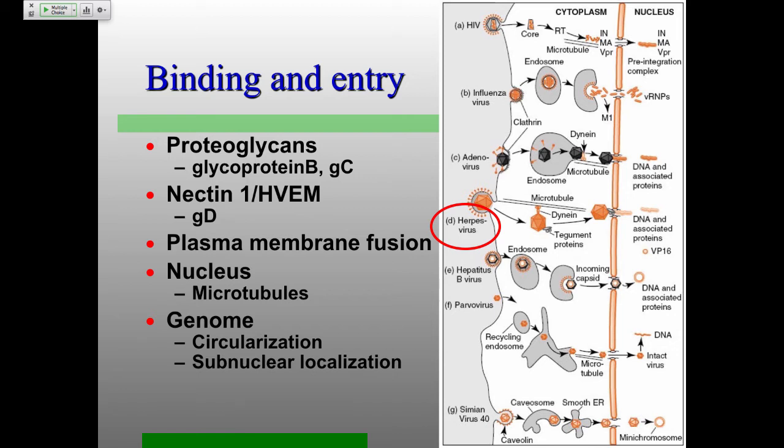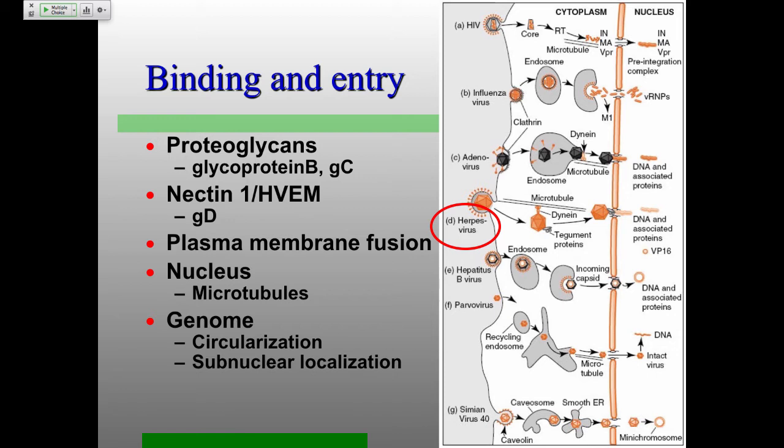It's first a fusion, which for HSV happens at the plasma membrane. In many cases, it also happens in endosomes; it just varies from herpesvirus to herpesvirus. These are the various proteins that it seems to bind to. Very common proteoglycans that you find on the outside of cells. So many cells actually can be infected by a lot of these viruses. Once infection takes place, of course, you've released all of these tegument proteins. The nucleocapsid gets transported all the way to the nucleus, and only at the nucleus does the genome get released through a nuclear pore into the nucleus.